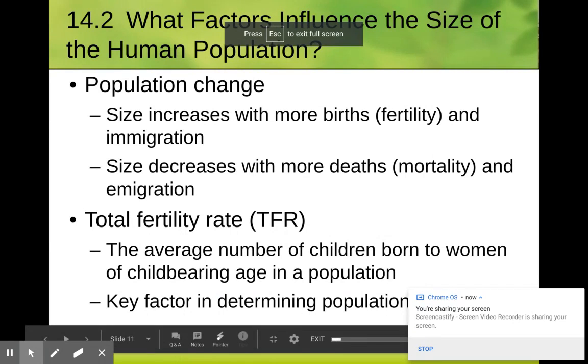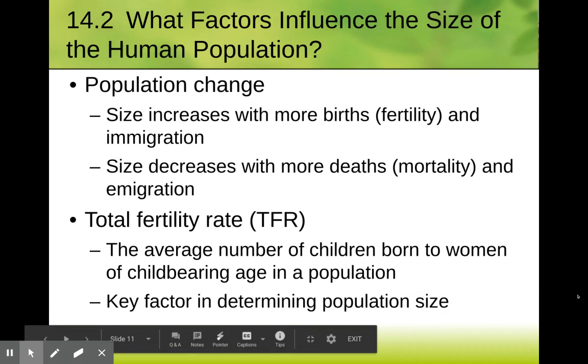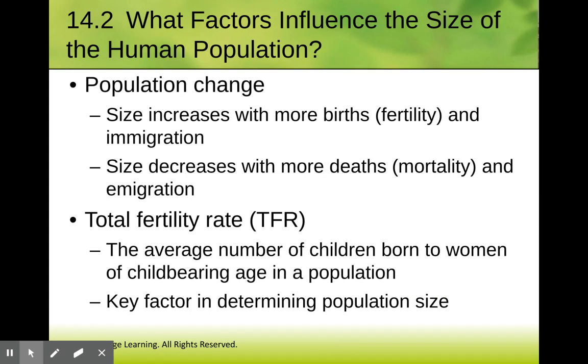So, what we see, very similar to what we talked about before with species and how they grow in population size, it's the same idea with the human population. In order for a population to increase in size, you're going to need more births. So the fertility rate and immigration needs to be higher than the death and emigration rate. When we talk about death, that could also be known as mortality rate, and emigration is people leaving your area, while immigration is people coming in.